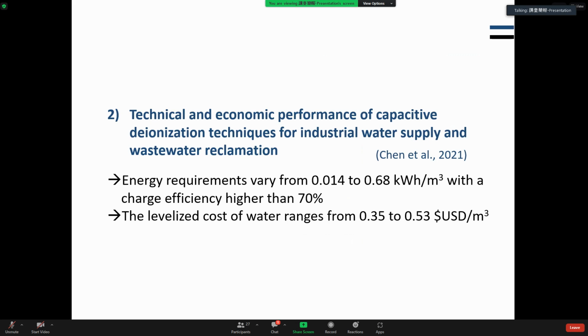And we were also able to estimate the levelized cost of water, ranging from 0.35 to 0.53 US dollar per cubic meter of the water being produced.